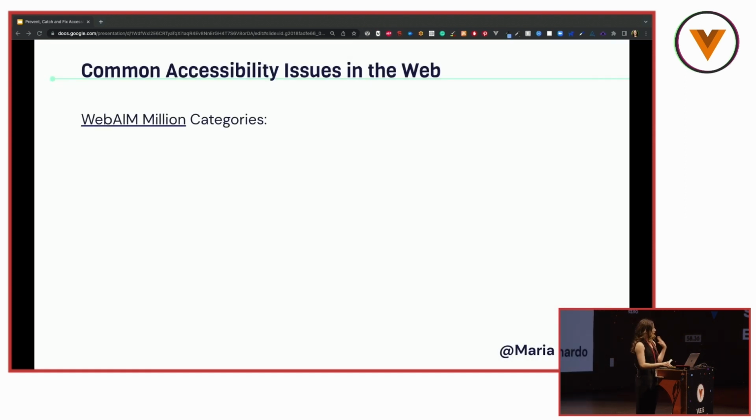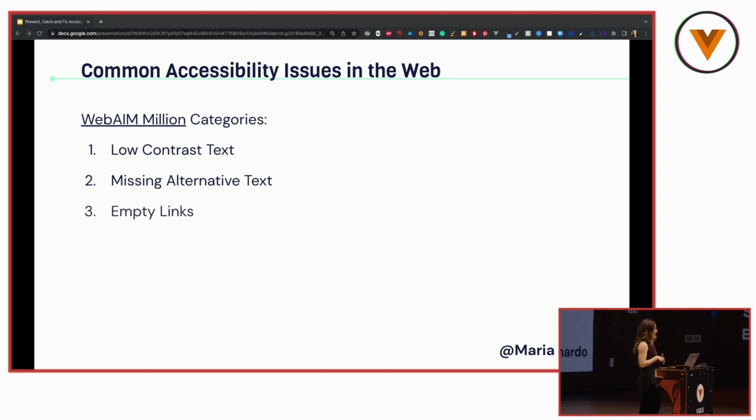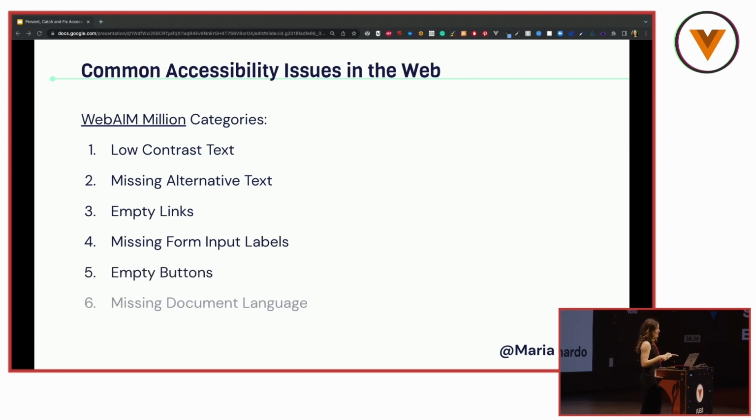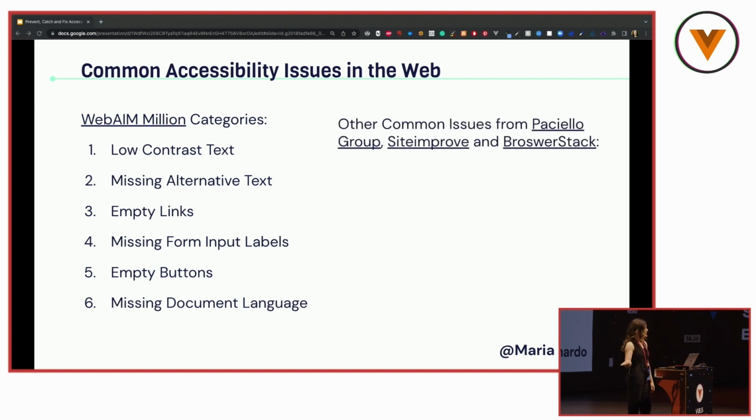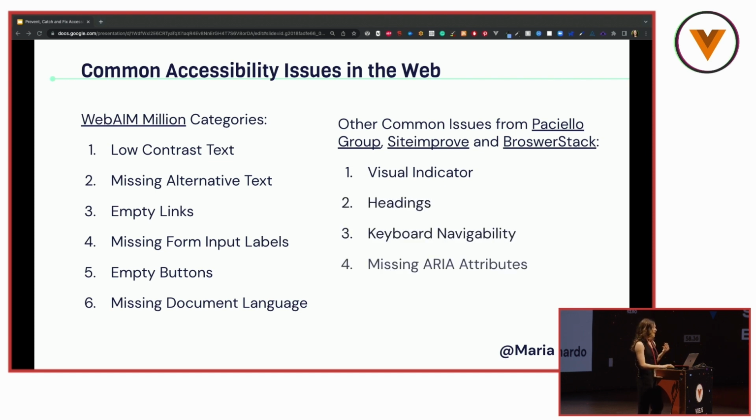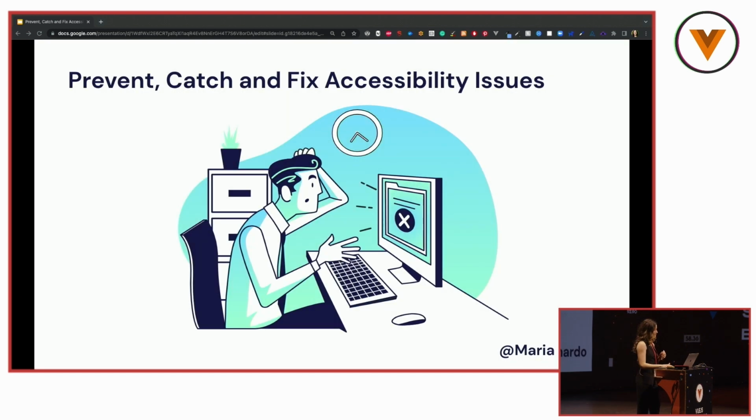So some of the categories that they found were low color contrast issues for text, missing alternative text for images, empty links, missing input form fields, form labels, empty buttons, and missing document language. Pretty easy to fix. Now, I looked at other reports done by Paciello Group, Site Improve, and BrowserStack, and they also found other issues that include things like visual indicators, headings, keyboard navigability, and missing ARIA attributes. So let's talk about each of these and how we can do things to improve this.